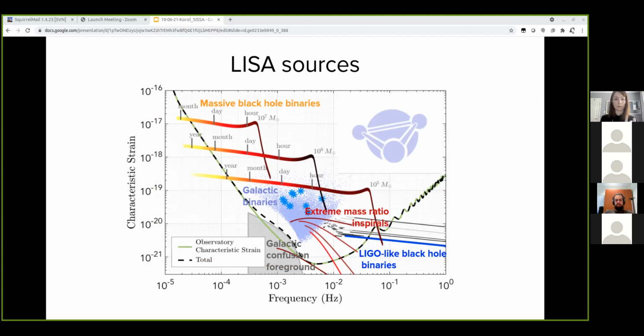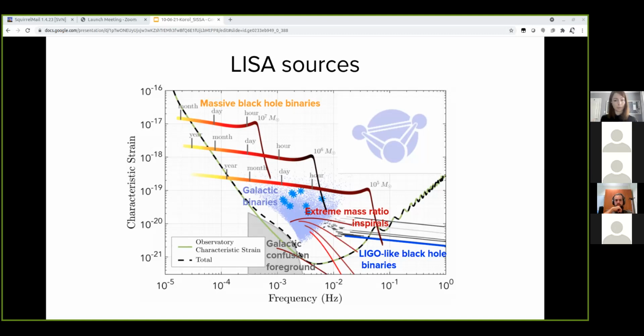So we have the massive black hole binaries that LISA can see from present day to the cosmic dawn. We have the stellar mass LIGO-like black holes, extreme mass ratio binaries, but I will focus on the purple points on this plot that are stellar mass compact binaries in our own galaxy. And as you can see from here, they will appear in the LISA data as almost monochromatic sources.